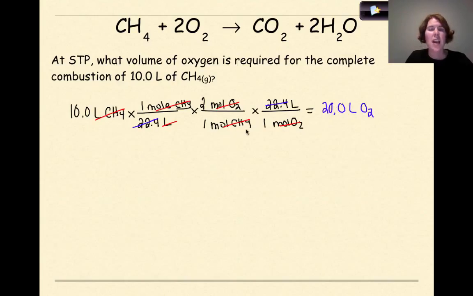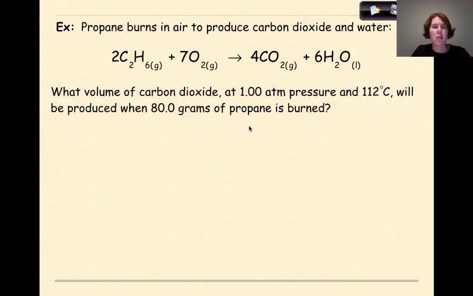Now the only time that I can do this is if I'm at STP. There's no weird temperatures, there's no weird pressures that are given, everything is constant. I can just do this volume to volume situation. Let's look at another example.